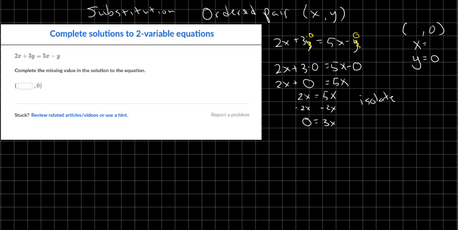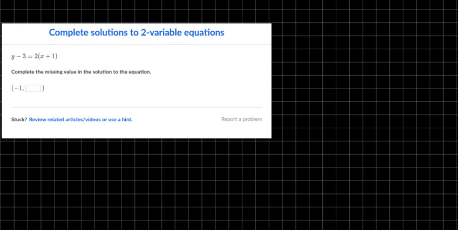Okay, so now I have 2x minus 2x is 0. 0 is equal to 3x. I'm going to divide both sides by 3, and I'm going to get 0 is equal to x. Or, because it's equal, we can just say x equals 0. It's the same thing. So here I know x equals 0. So my ordered pair is 0, comma 0. And so I'm going to write 0 in over here. Let's look at the next problem.